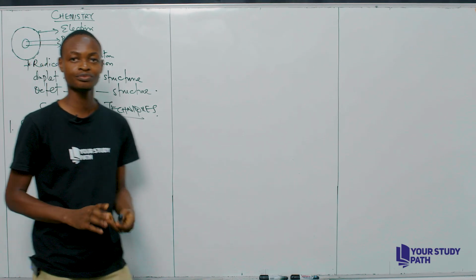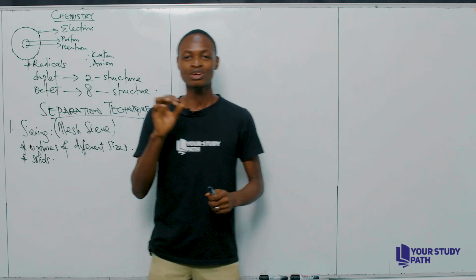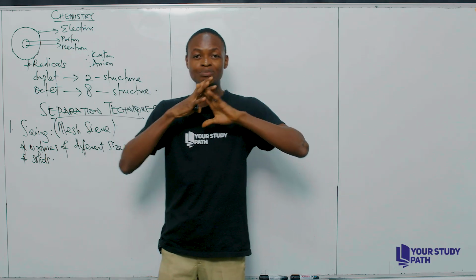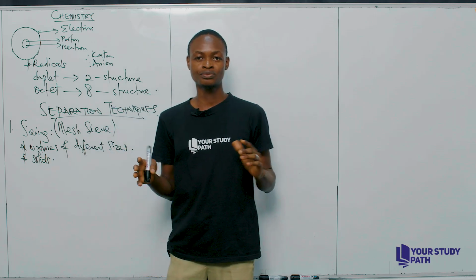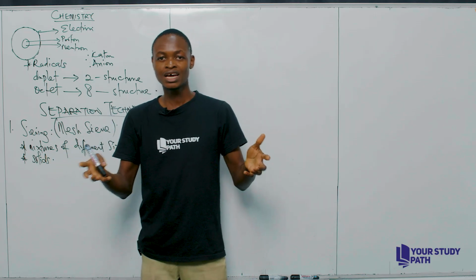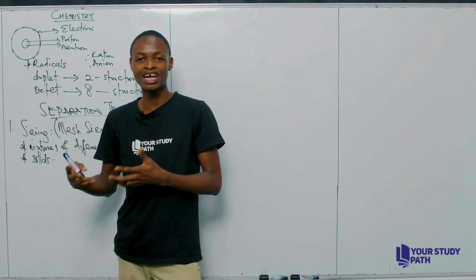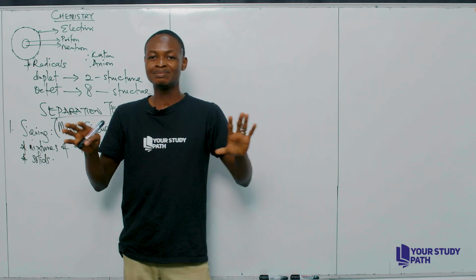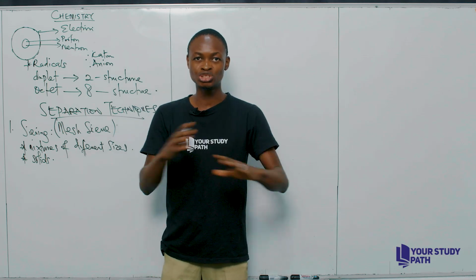The mesh sieve. Now, using this mesh sieve, how does it work? Remember, we have said that it separates mixtures of different sizes. So it means that the basic principle for sieving is that you pour all your mixture on top of the sieve. You sieve or you shake the sieve, and then the smaller sized particles or constituents of that mixture come below the sieve. That is the simplest way in which the sieving technique is used.